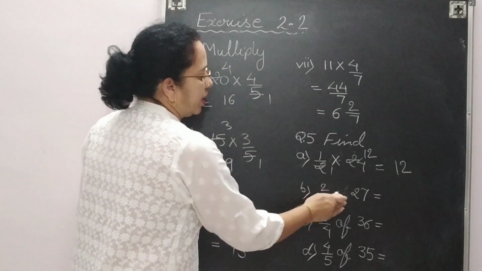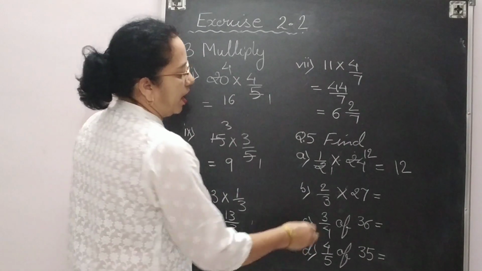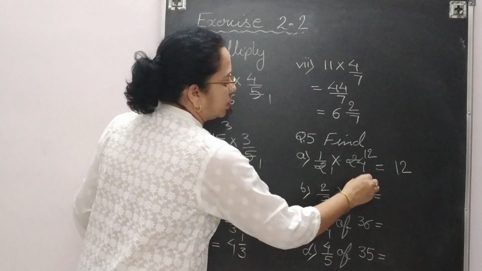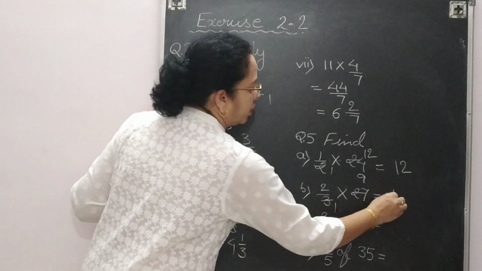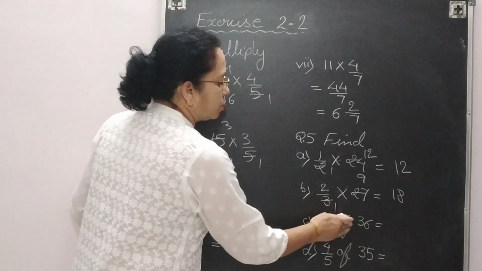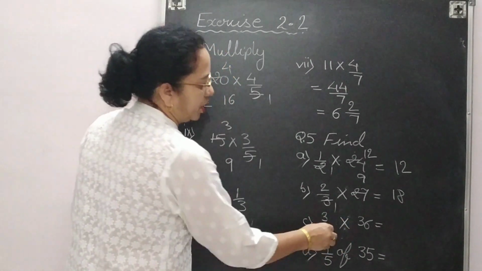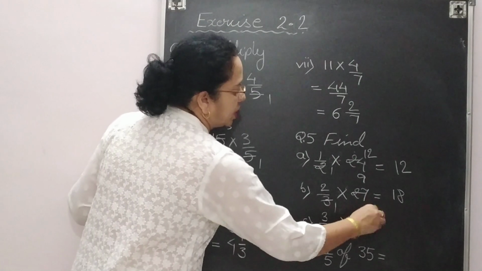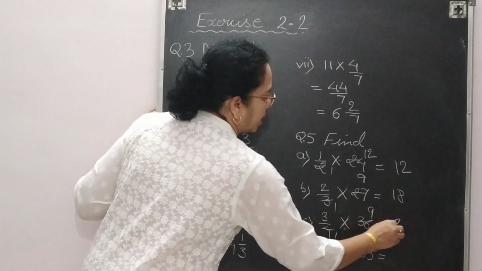Next one, again we can replace of with multiplication in the second step. Again we can cut here: 3 ones are 3, 3 nines are 27. So multiply numerator with numerator, that is 18. Next question, again you can replace of with multiplication. Cut the numbers, always one from the numerator and one from the denominator. So 9 threes are 27.